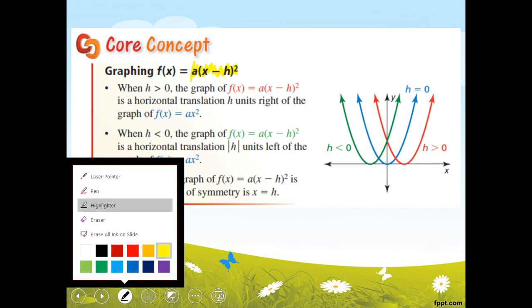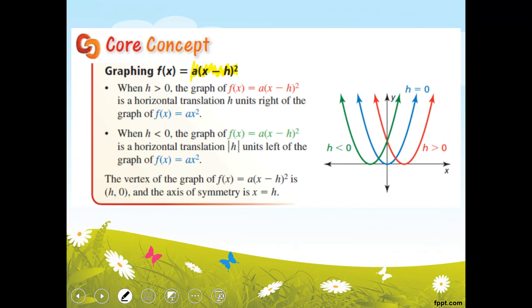And similar to when we saw absolute value, you'll notice when it's a minus h here, and our h value is greater than 0, it's going to move to the right. And when you see something like a and then x plus a value h, that's going to move it to the left, okay? Key other things in here: the vertex is h comma 0, and the axis of symmetry is x equal to h. So you're getting your vertex from right there.